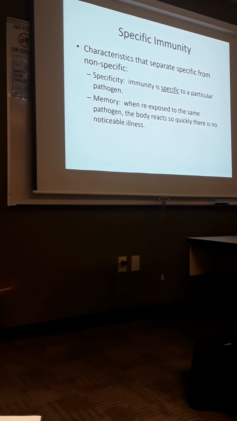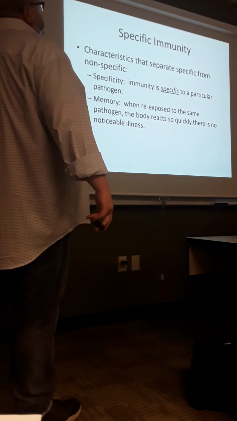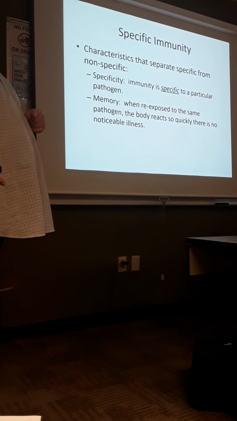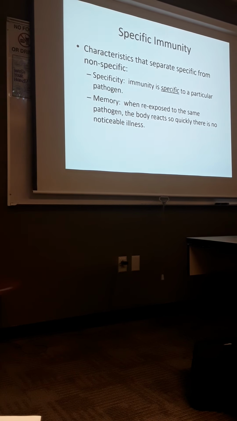So those are the routes of non-specific defenses. You also have now the specific immunity. Specific immunity is that third line of defense, involving T cells and B cells. Here are the characteristics that separate specific from non-specific. Immunity is specific for a particular pathogen.